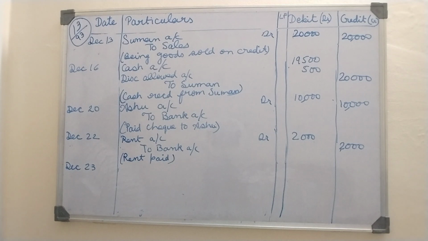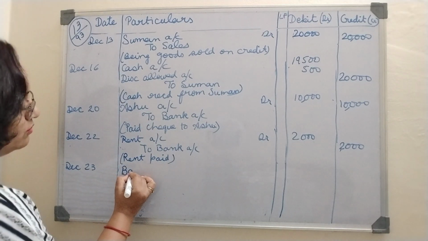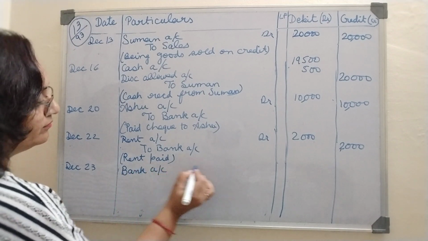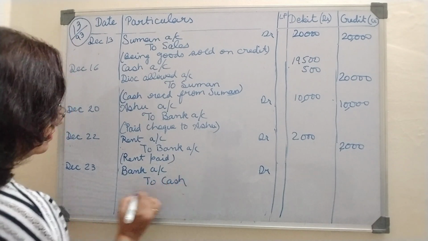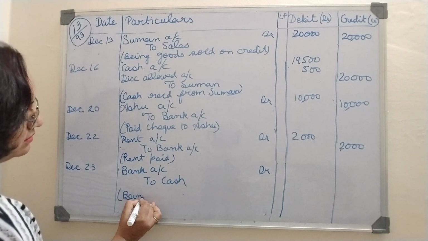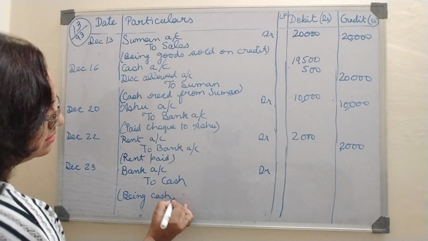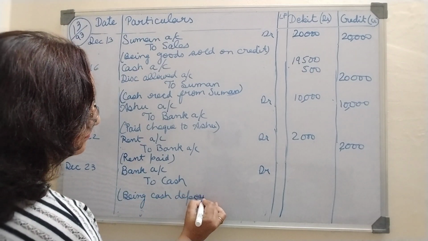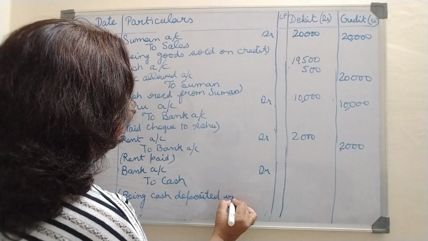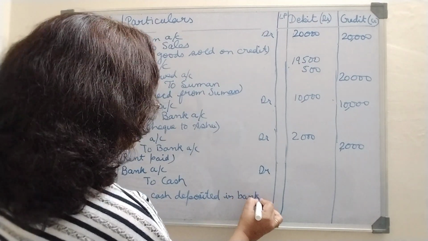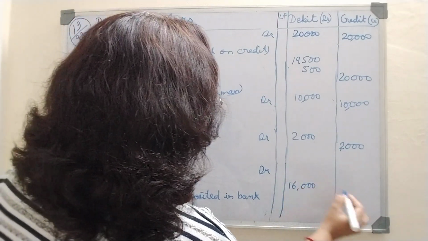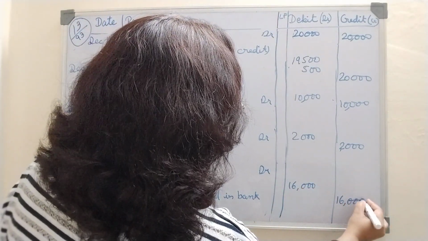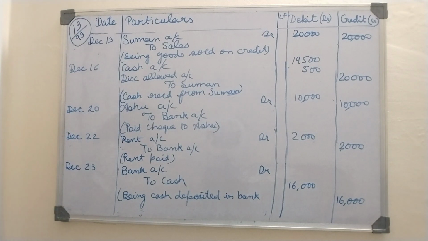Again I have deposited some money in bank, so it is my contra entry. So bank account debit to cash. Being cash deposited in bank, right? And the amount is 16,000. So this much I have deposited in bank.